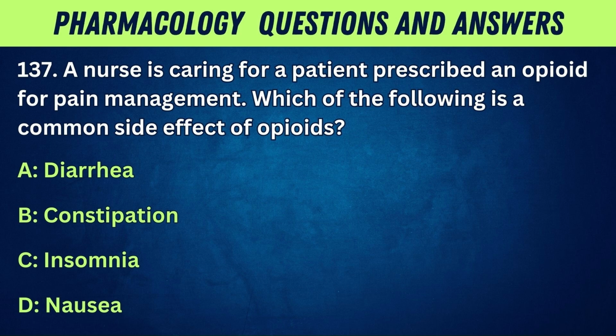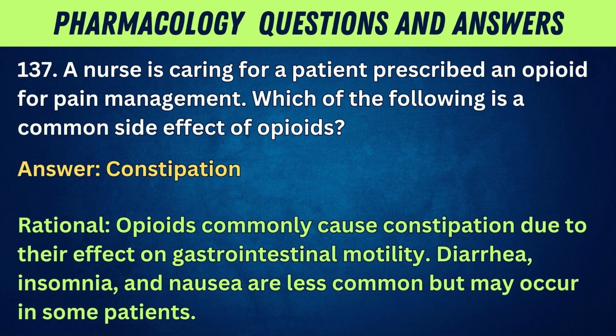137. A nurse is caring for a patient prescribed an opioid for pain management. Which of the following is a common side effect of opioids? A. Diarrhea. B. Constipation. C. Insomnia. D. Nausea. Answer: constipation. Rationale: opioids commonly cause constipation due to their effect on gastrointestinal motility. Diarrhea, insomnia, and nausea are less common but may occur in some patients.